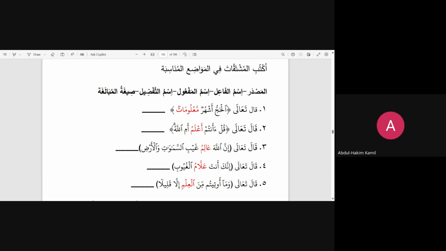So what does this first one mean? Al-Hajju ashhurun ma'lumatun. Are you with us online? The Hajj are known months. Don't say the months are known. No, the Hajj are known months. Ma'lumat is a description for the ashhur. The first one is ism maf'ul.